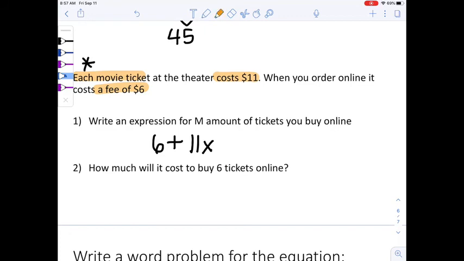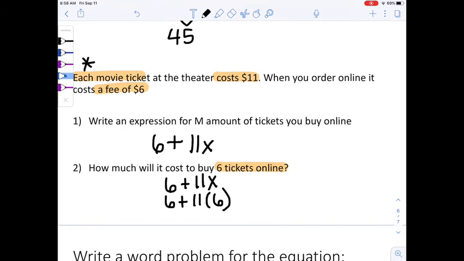Then it asks, how much will it cost to buy 6 tickets online? So if I'm going to buy 6 tickets online, I'm still going to have to pay that $6 fee. And then I can plug 6 into X because I'm buying 6 tickets. So we have 6 plus 11 times 6.